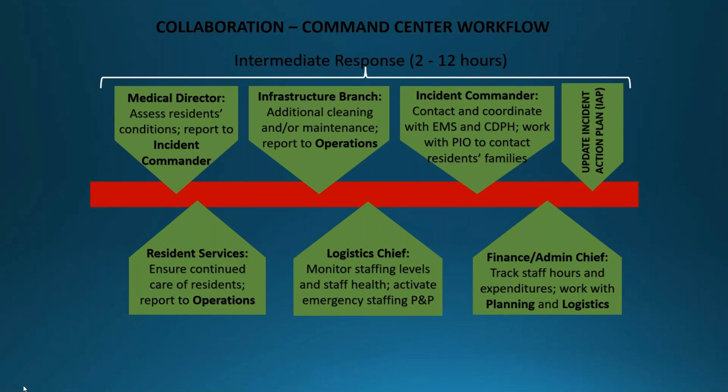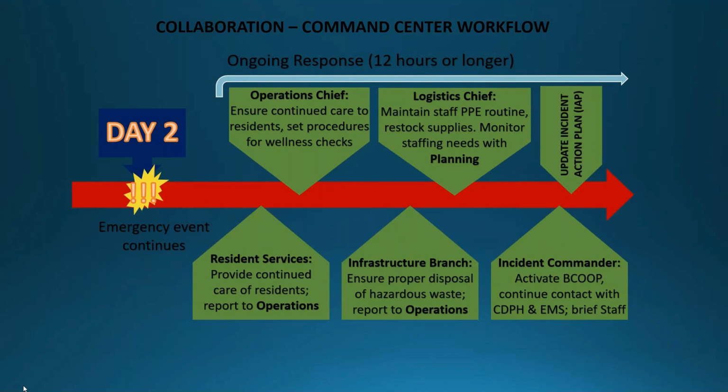And so we need to have a constant process to assess resident conditions. We need to make sure continued care of residents is done by that resident services branch. The infrastructure branch may add additional cleaning or maintenance under direction from the operations branch chief. And then the logistics chief would monitor staffing levels and staff health, and activate emergency staffing policies and procedures. The incident commander would contact and coordinate with EMS and CDPH, or for us, that's HFID, and work with the PIO to contact resident families. And then that finance person is going to track staff hours and expenditures and work with planning and logistics to pay for any ongoing needs.